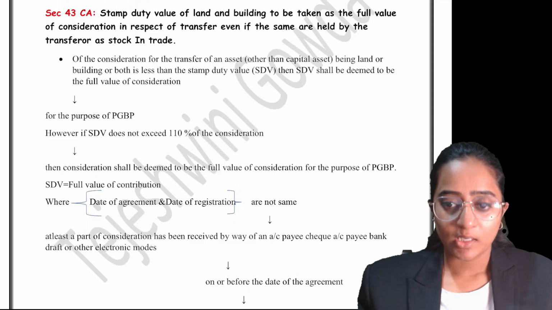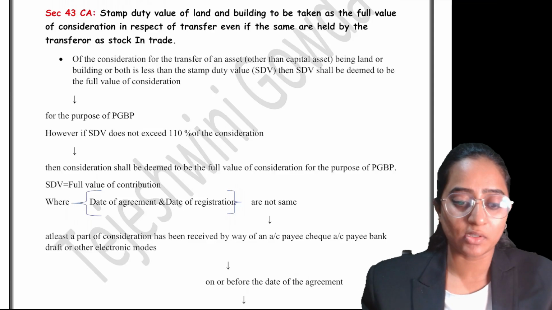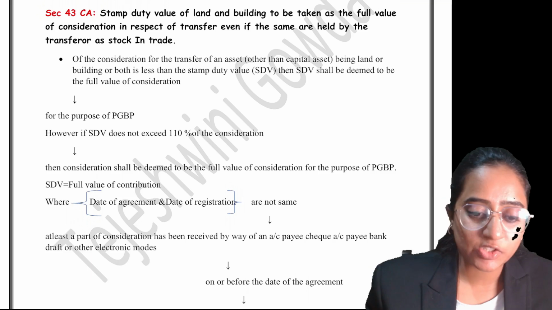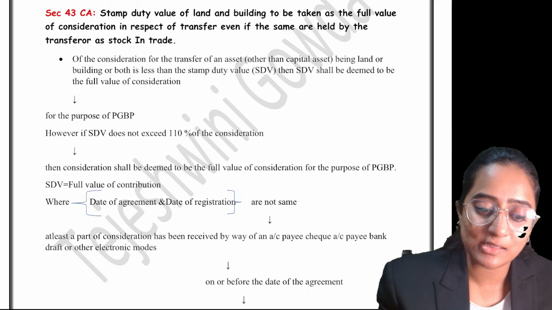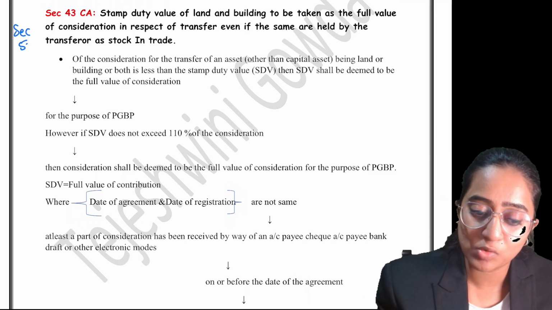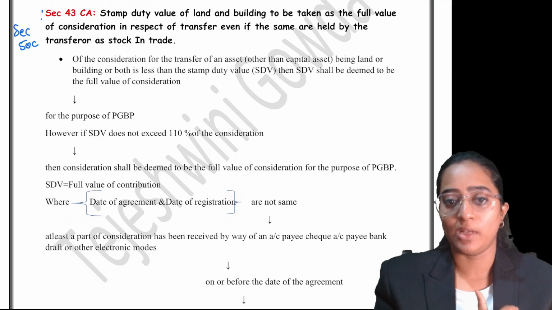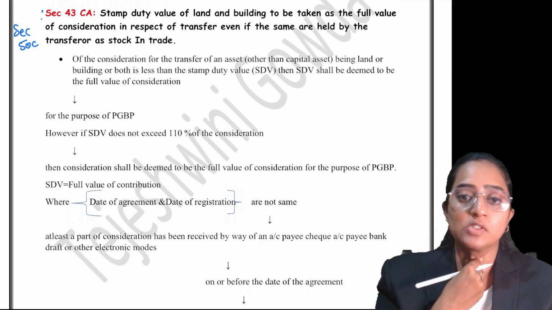Hello everyone. In this session, let's try to understand section 43CA. This section 43CA and section 50C go hand in hand. These two sections are almost similar, but there's a small point of difference.